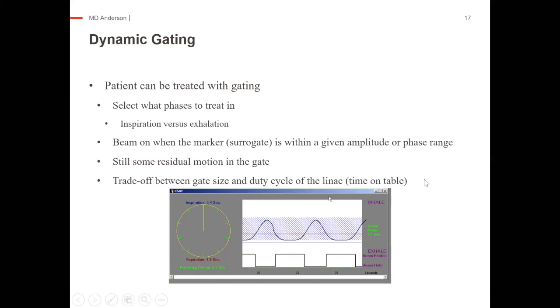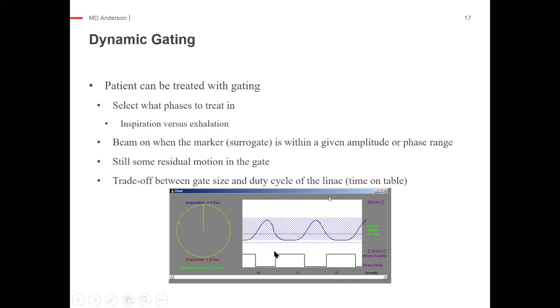You need to select which phases you want to treat in. So this is inspiration versus exhalation, which we mentioned before. The beam only turns on when the marker or surrogate is within the given amplitude or phase range. Amplitude gating is kind of the easier thing. We see this here. This is at exhalation.